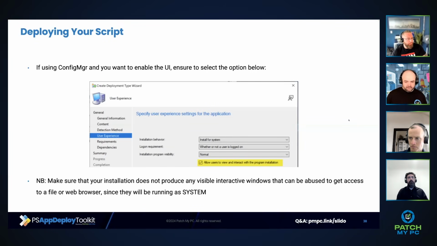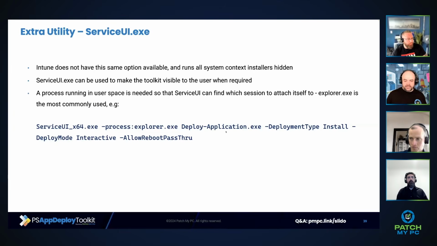A potential security risk there is that if you've got an installer that is running interactively and the installer has any help links or file browser buttons on it, they can be used to gain access to see Windows and open up a command prompt, for example, running as system. So you want to make sure that you don't have anything like that in your installers.